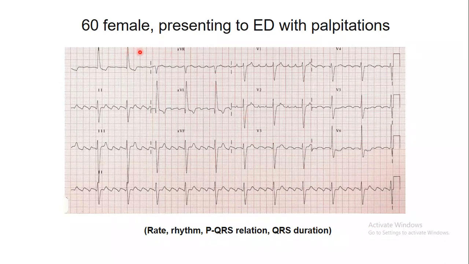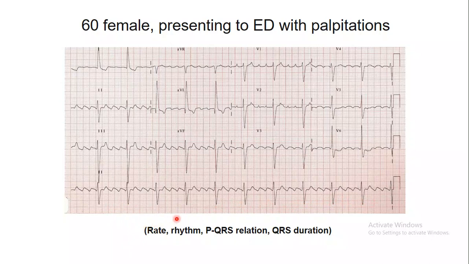Again, 60-year-old female presenting with palpitation, commenting on the rate. Rate is around 70-75. How do we calculate it? The number of large squares between two RR intervals: 1, 2, 3, and 4. 300 over 4 is 75 beats per minute. The rhythm is regular. There is a regular interval between each R and the following R complex.